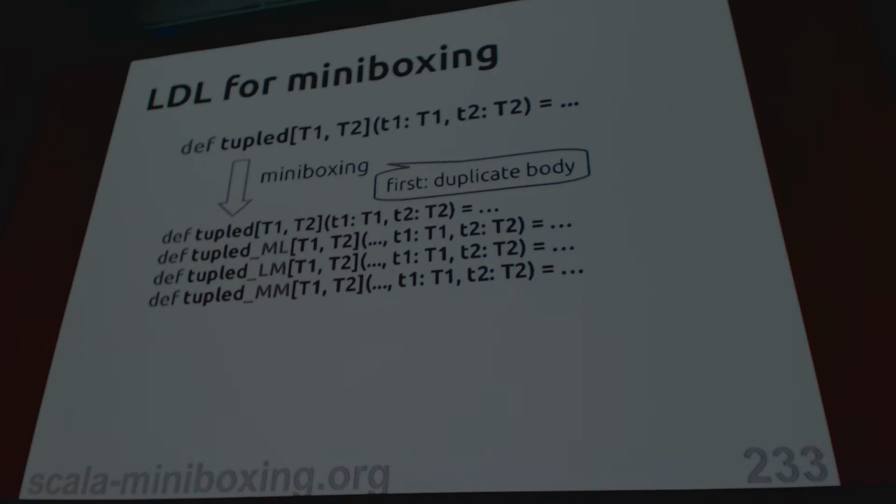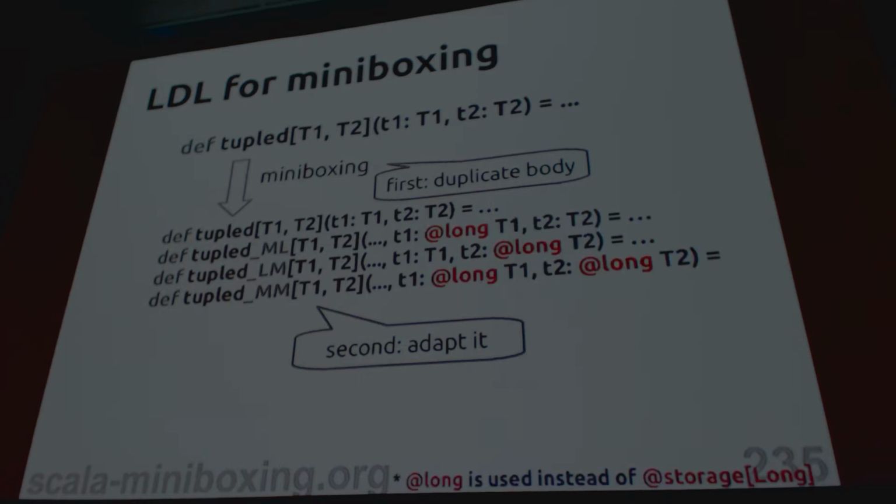And what we get there is we start off by having these T1, T2 without any annotations and everything as simple as possible. And the second part is adapting it. To adapt it, what we do is annotate. I put a @long annotation. It's not technically the same thing. In the Miniboxing plugin, it would be called @storage of long.